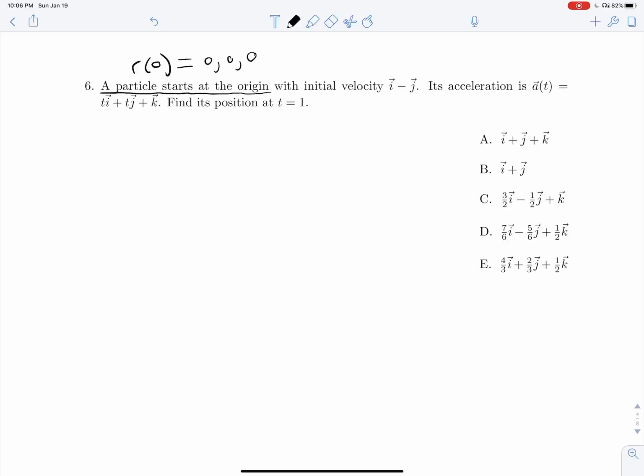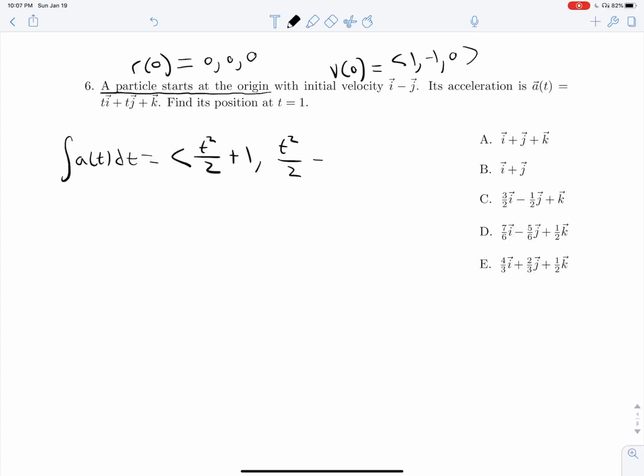So let's integrate. The integral of a of t dt, all these components, is going to be t squared over 2. And then for v of 0, we want to get 1, negative 1, 0. And so we're going to have to add a 1 here to satisfy that condition. For our second term, t squared over 2 minus 1, we're going to have to add a constant of negative 1 over there. And for our final term, we're going to get t. And we don't have to do anything to that, because when we plug in 0 for that value, that matches our v0 that we have up there. Okay, so this is equal to v of t.